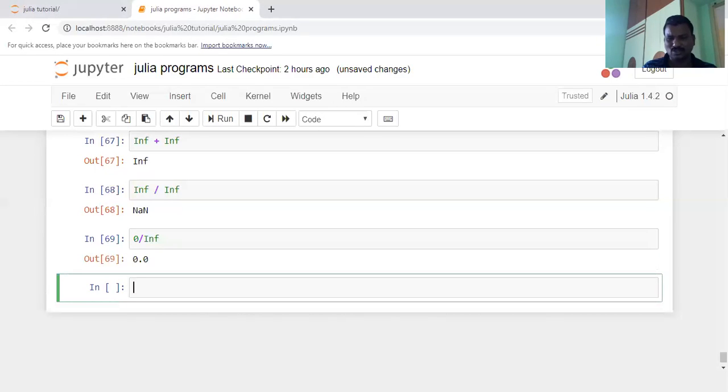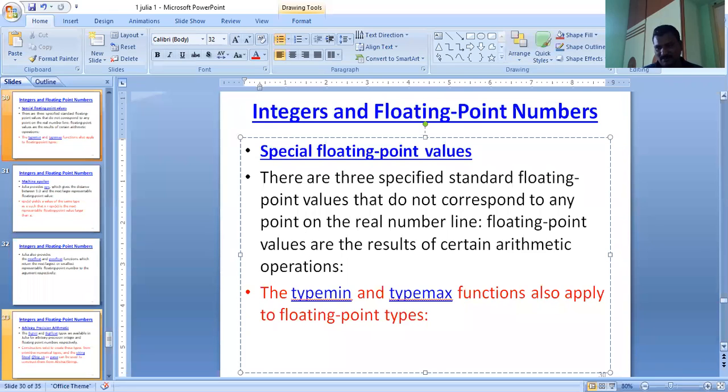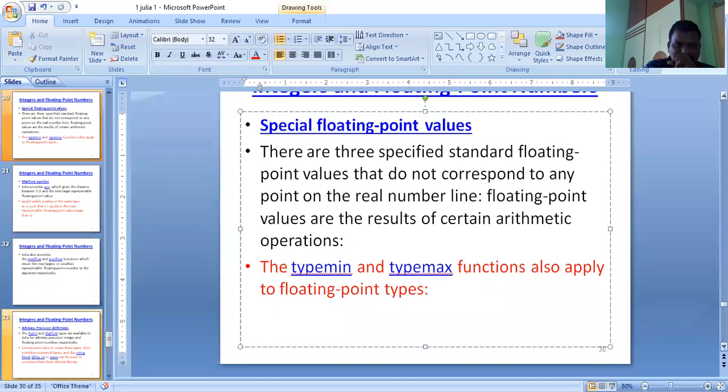It may be 0 point something, let us take 0.1 or 0.2. Like that you have these different types of functions here. Another important one is type minimum and type maximum values. What are the two functions? Type minimum and type maximum functions are applied to floating point types.